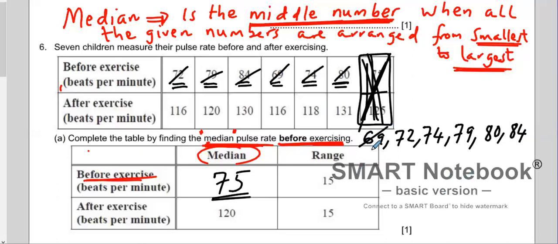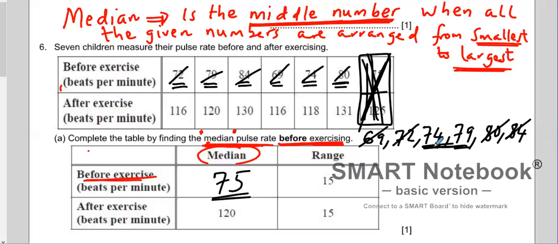Now, let us see what will the median be. Cancel one number from the left, cancel another number from the right, cancel one number from the left, cancel one number from the right. If you keep canceling, then nothing will remain. So that means you must remain with two numbers.